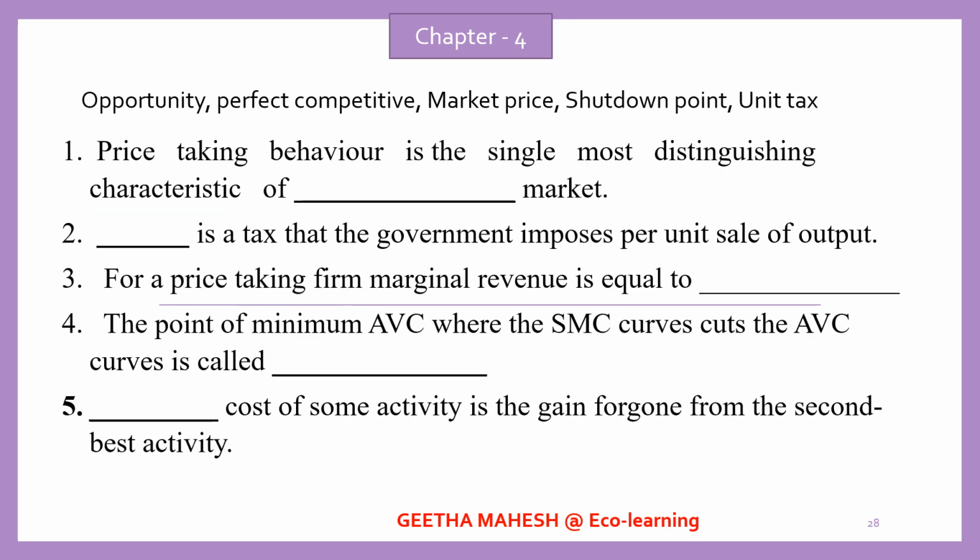Price-taking behavior is the single most distinguished characteristic of perfect competitive market. Unit tax is a tax that the government imposes per unit sale of output. For a price taking firm, marginal revenue is equal to market price. The point of minimum AVC where SMC curve cuts AVC curve is called shutdown point. Opportunity cost of some activity is the gain foregone from the second best activity.